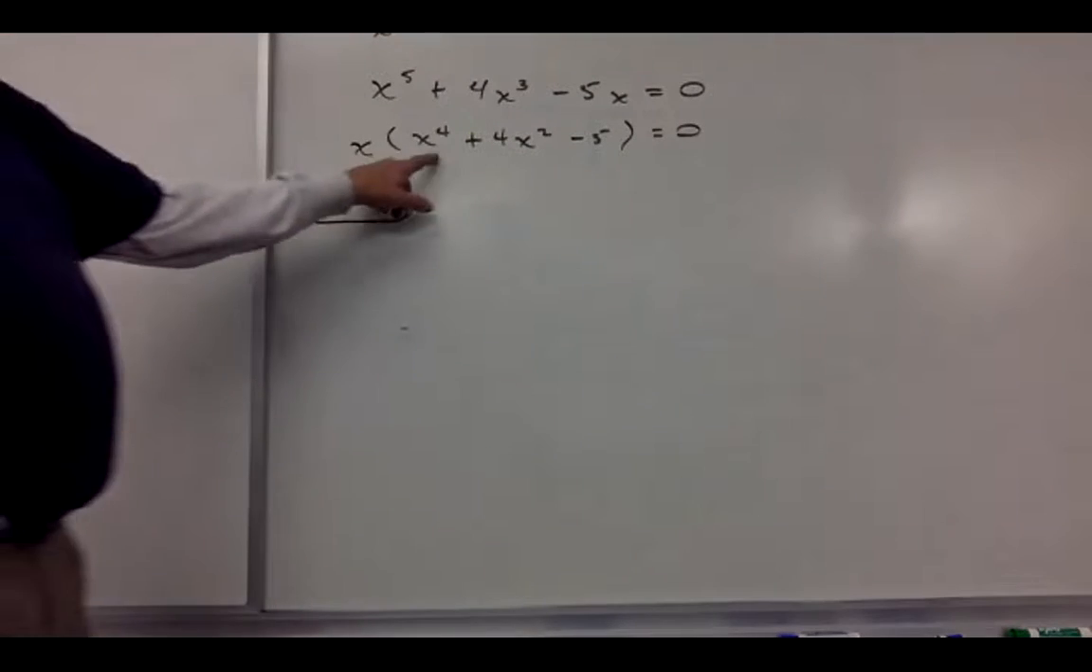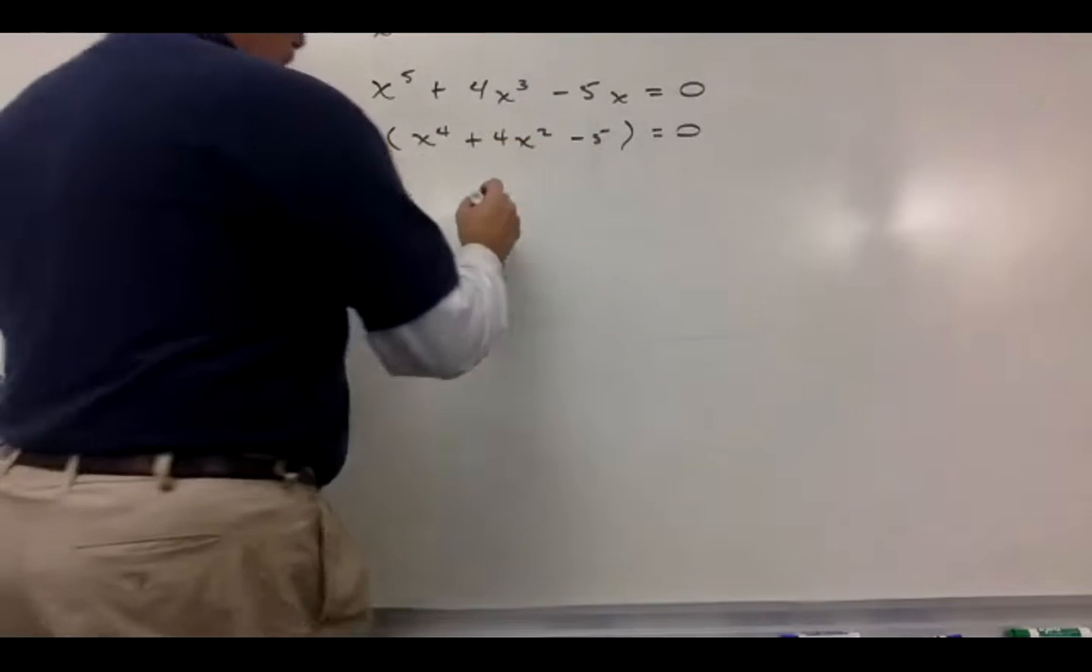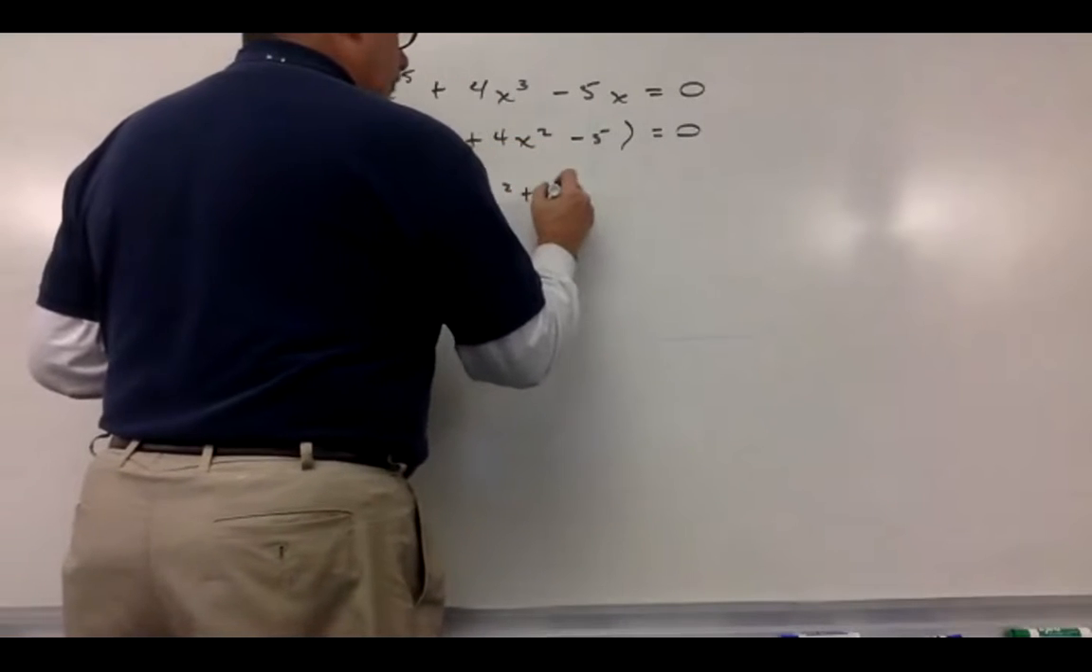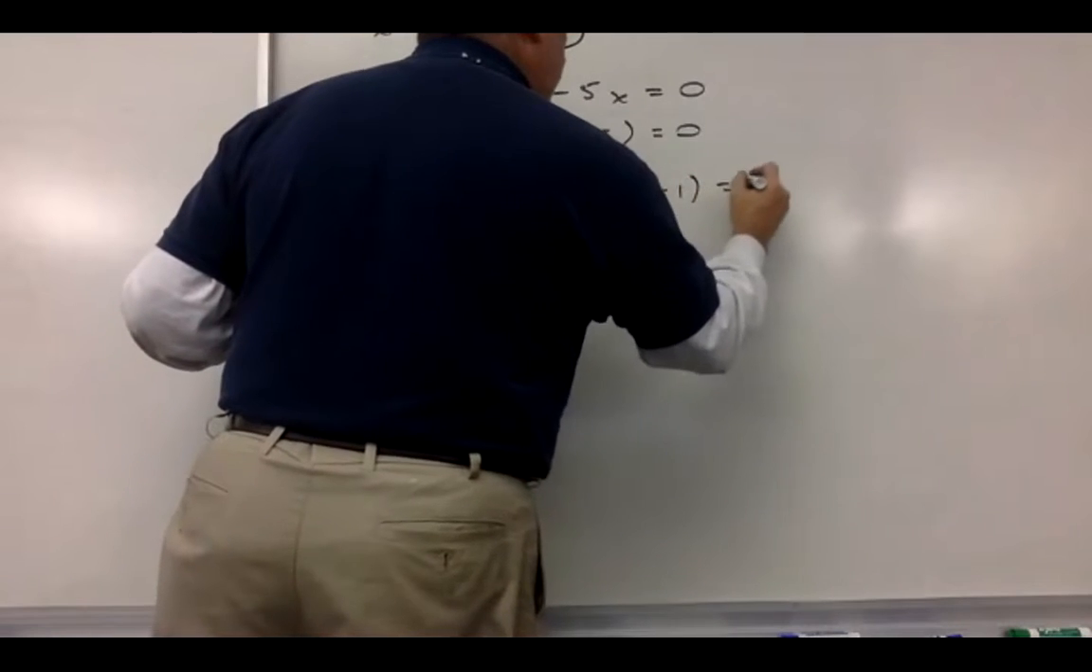And then, let's see, can I factor this? Factors of negative 5 that add to a positive 4. Yes, I can get x squared plus 5 and x squared minus 1 equals 0.